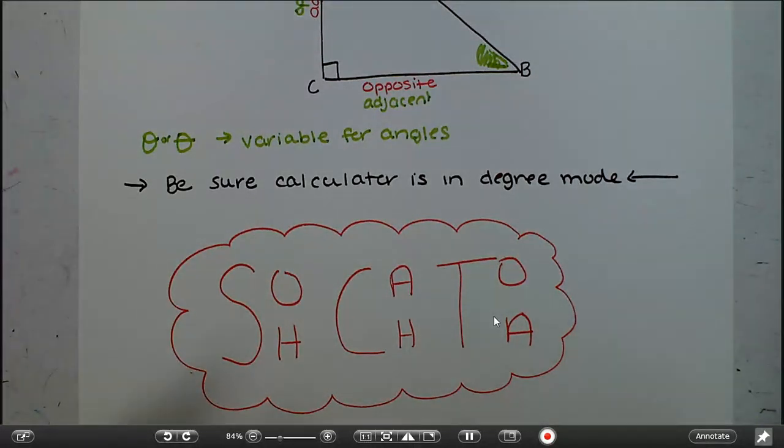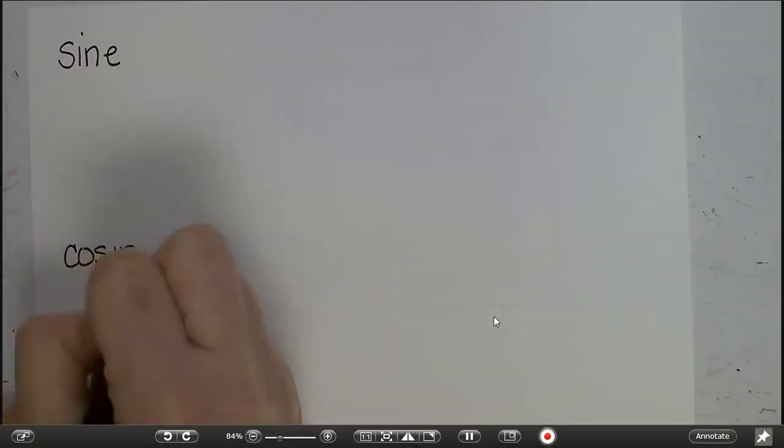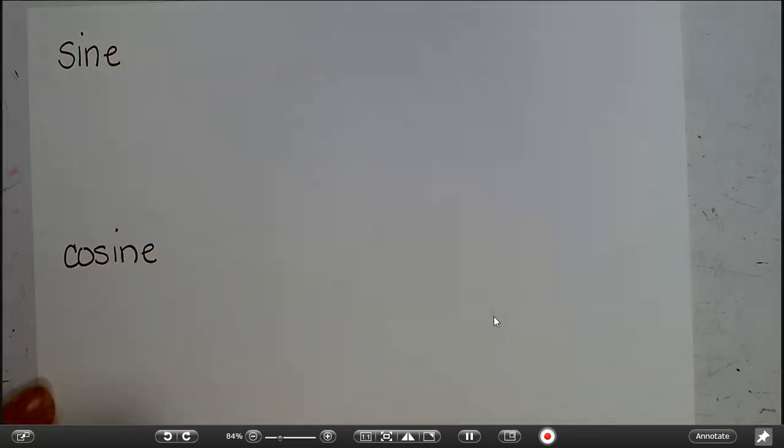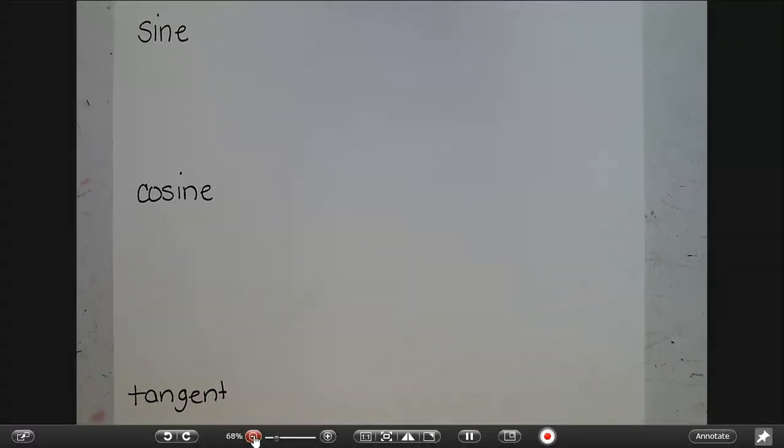All right, so what we're going to do on the other side is review the three basic trig functions that you already know or have learned at least. All right, so we have sine, cosine, and tangent. And all three of these trig functions work the same way. The solving of the equations is identical. The only difference is which sides we're using.